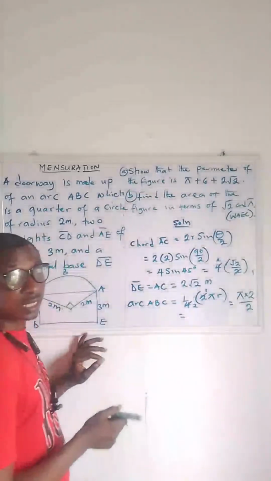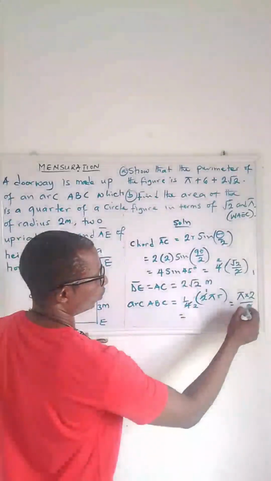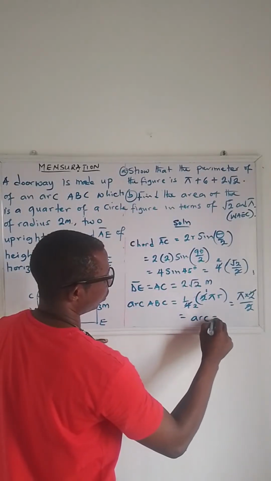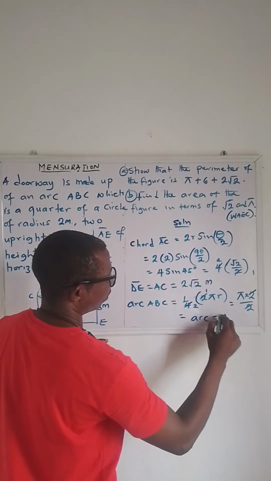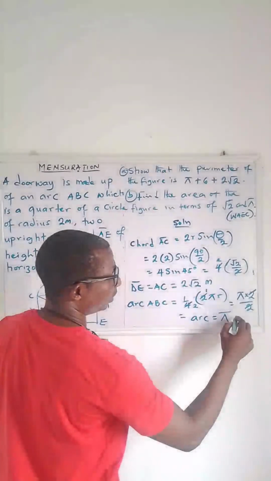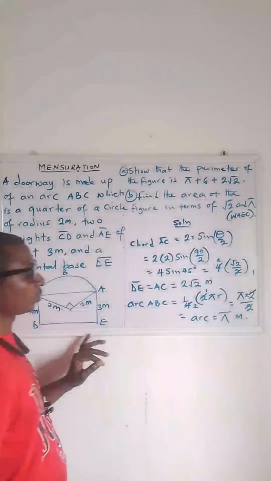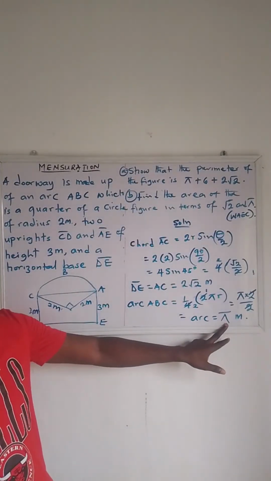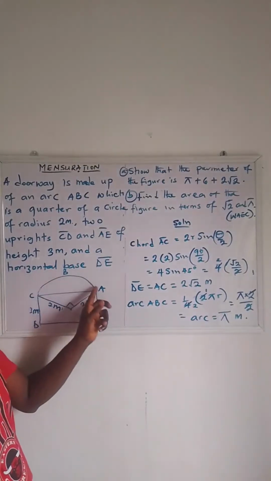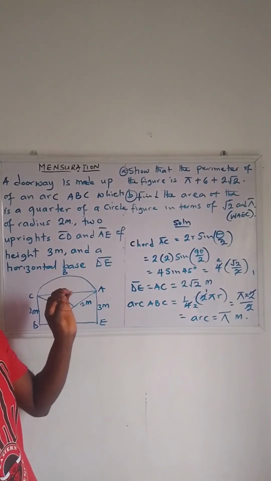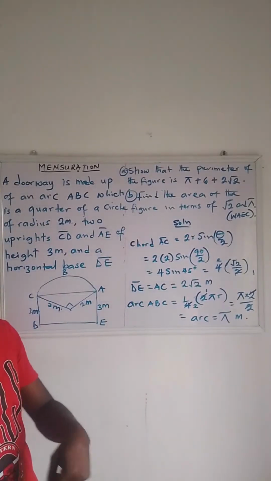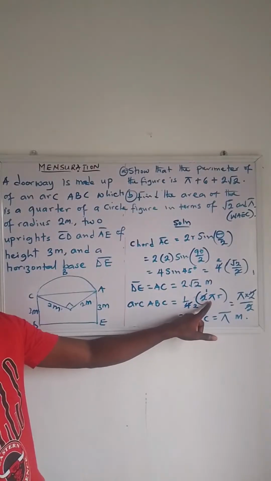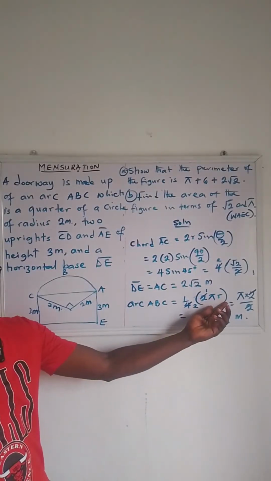Do you understand that? So now 2 cancels 2. So we have your arc equals pi. That is going to be in meters as well. So that means the length of the arc is pi, because the length of this arc is 1/4 of the whole circumference of a circle. That's why I said 1/4 of 2 pi r. This is the circumference of a circle.